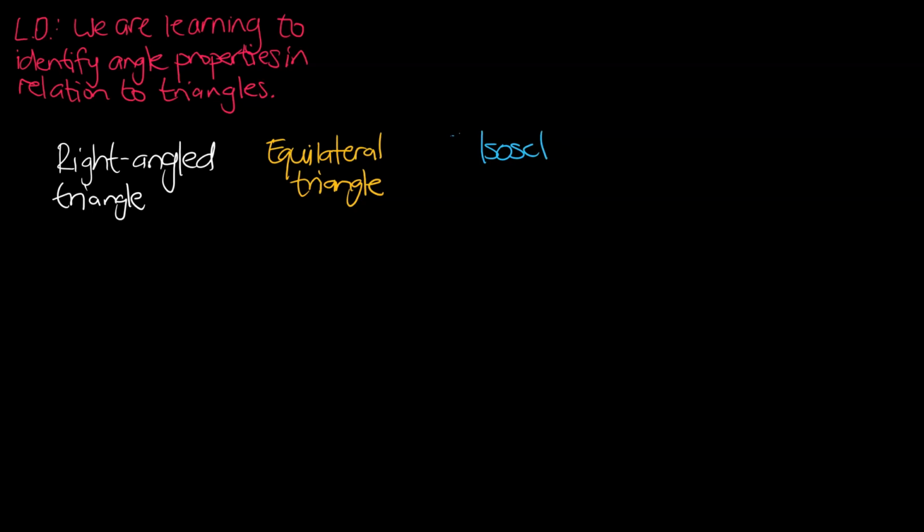Oh, I've spelled that wrong. Isosceles triangles. And then finally, we're going to have a look at the last type of triangle, scalene triangles. So we do need to know about all 4, but specifically we need to know about the angle properties of isosceles triangles, because they are quite useful to solve problems, and there will be a little bit of usefulness for the equilateral triangle angle properties.